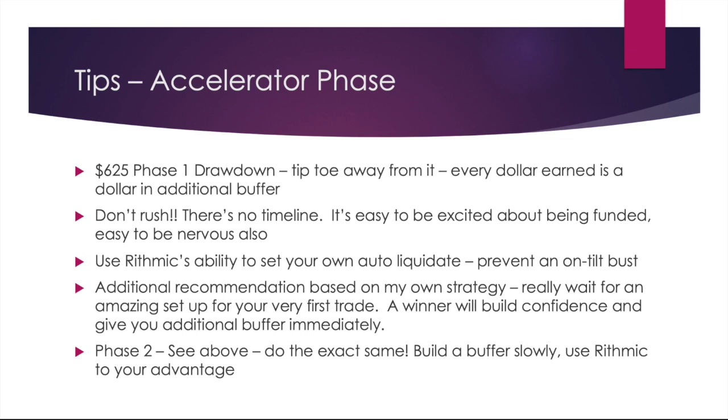So take it easy. Use Rithmic's ability to set your own auto liquidate. It will prevent you from going on tilt and busting. You're in a trade, you swore this was going to go up 10 ticks, it starts going down, and you're like, screw it, it has to turn around. If you have an auto liquidate, you'll save yourself from ruin.